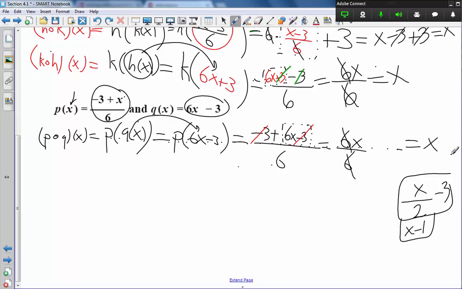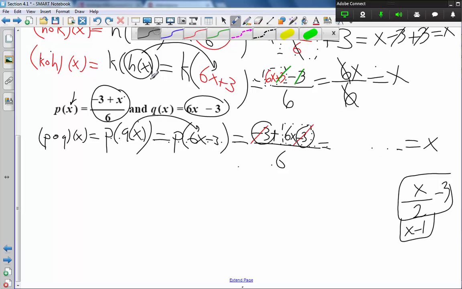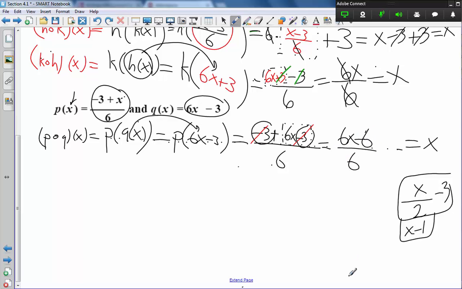What? You can't cancel negative 3 and 5. Yeah, these are not crossing out. That's the part I missed. Negative 3 and negative 3, they don't cancel, they actually join each other. So this was totally wrong. It is 6x minus 6 over 6. Now, can I cancel this 6 with these 6's?